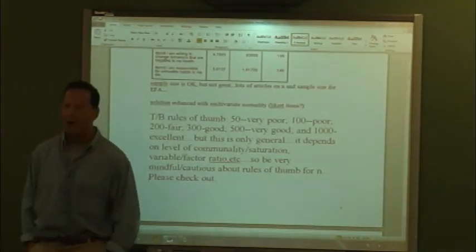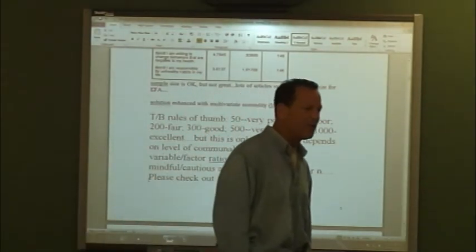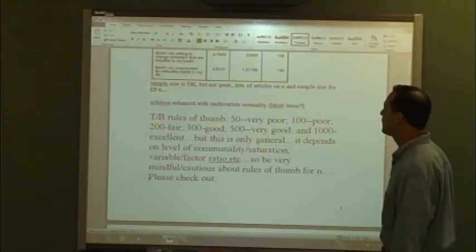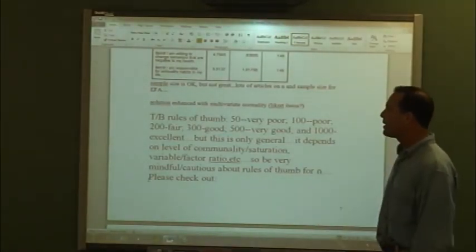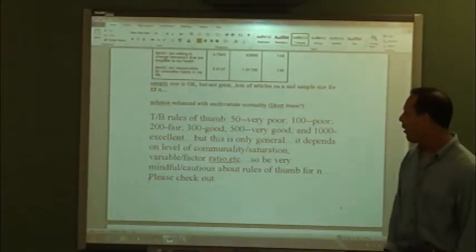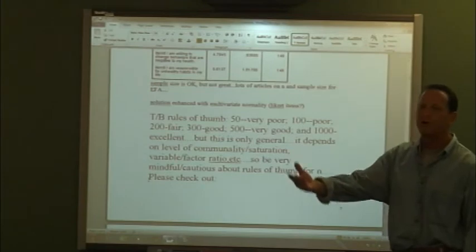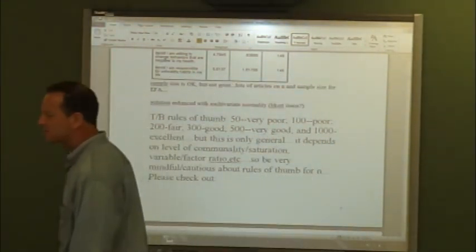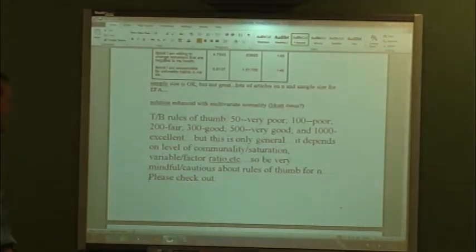Now, rules of thumb are a problem, and I've heard more than a few people, Tabachnick, Fidell, or other books saying, well, what's my rule of thumb? Well, I should have 50 people is very poor, 100 is poor, 200 is fair, 300 is good, 500 very good, 1,000 excellent. Or I see things like 10 people per variable. I have 20 variables, I better get 200 people. You guys, there's enough articles out there on sample size and factor analysis that shows that's not the case.